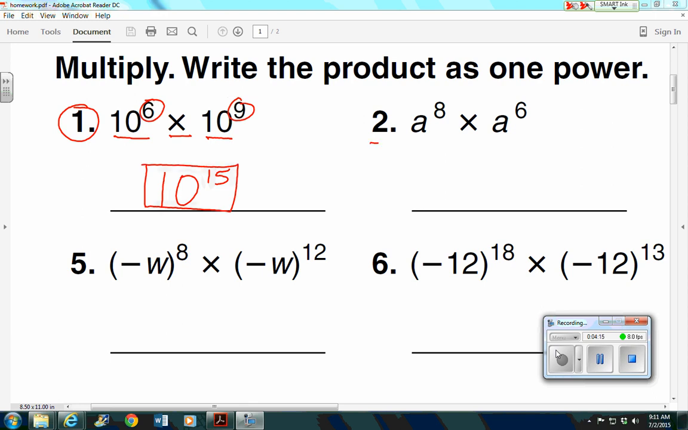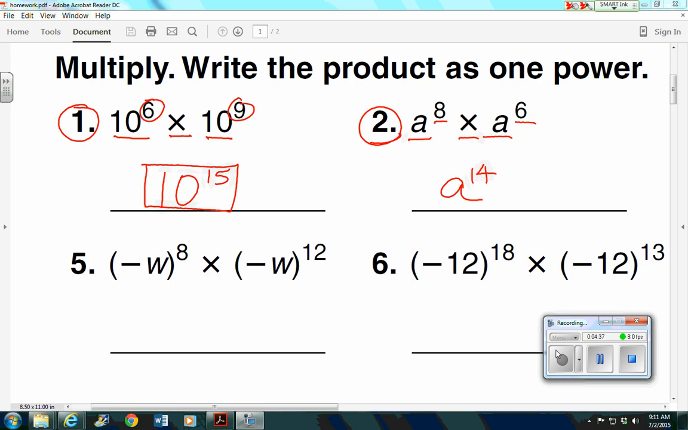Don't be thrown off by the fact that they gave you a base of a. It doesn't really matter that it's a, because you're just going to keep it. So we've got the same base and we've got multiplication, so we're going to keep the base and add the exponents. 8 plus 6 is 14. So a to the 8th times a to the 6th is a to the 14th.